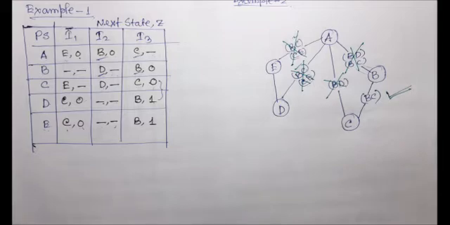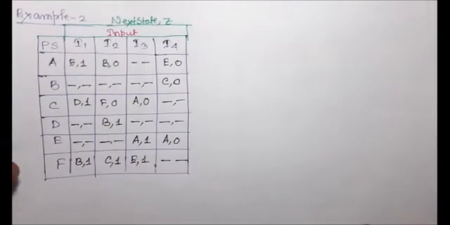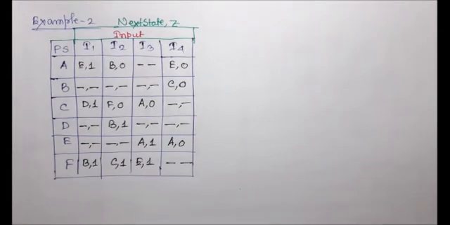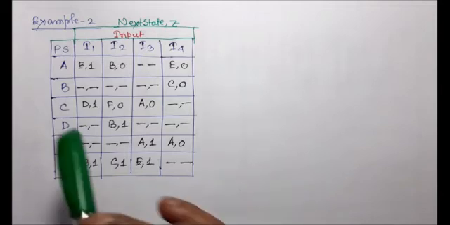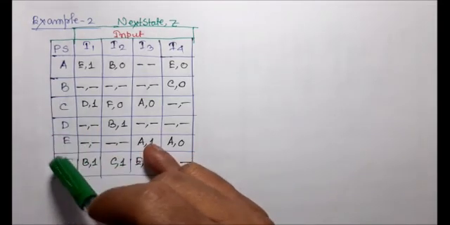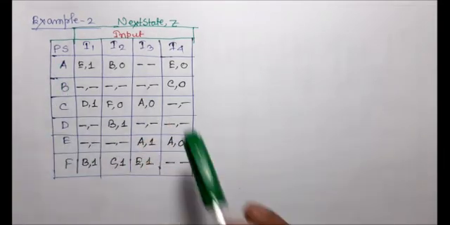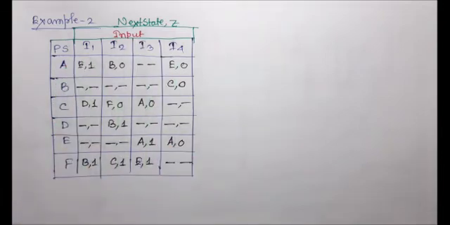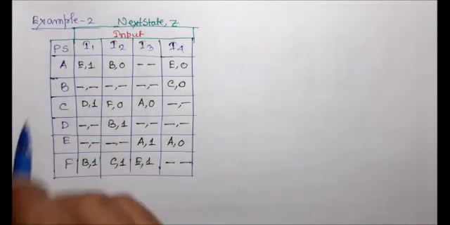Let us try another example very quickly so that you can get the idea. So here is another example. Say, how many states are there? 1, 2, 3, 4, 5, 6. Here 6 states are there, and how many inputs? 4 inputs. So let me draw according to each of the states.